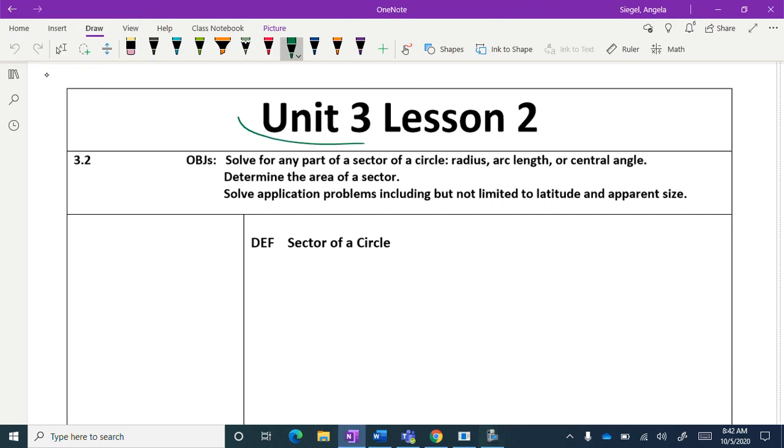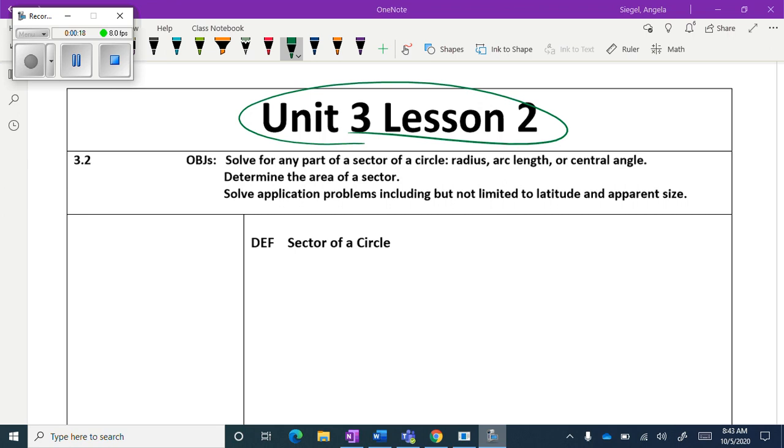Hi guys, welcome to Unit 3, Lesson 2, and today we're really going to get into how radians are used and why we have them and all that good stuff. So I'm going to start off with the definition of a sector of a circle.